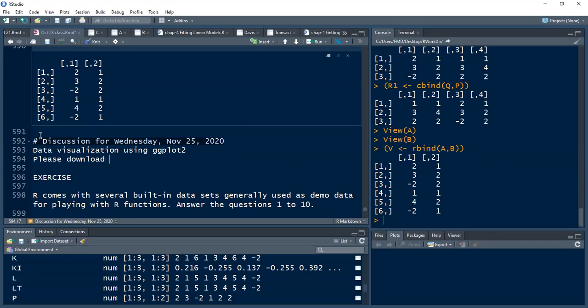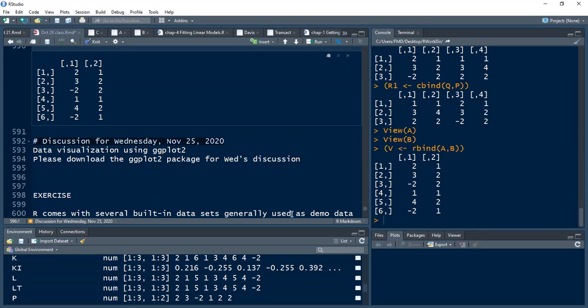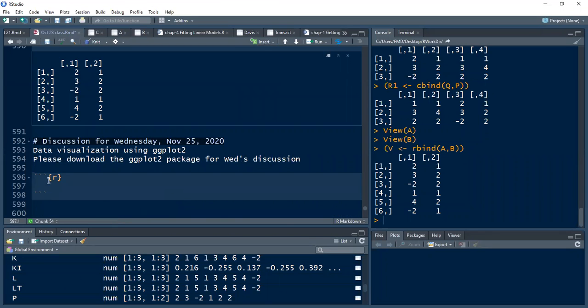Download ggplot2. Okay, how do you download that? Let's insert this.